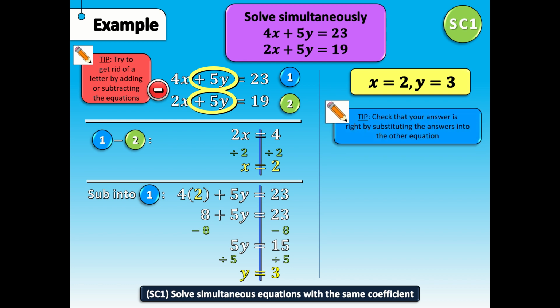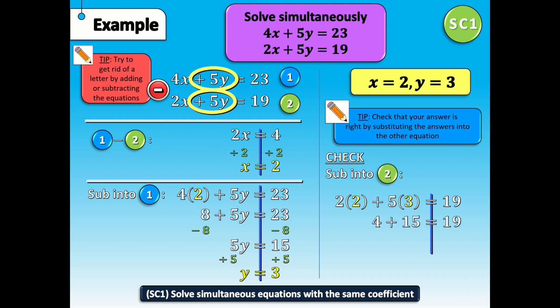Now I can check this by substituting both these numbers into the second equation, because I now know what x is and I now know what y is. So I can substitute both of these into the second equation. So 2x plus 5y equals 19. So that means 2 times 2 plus 5 times 3 should equal 19. So 2 times 2 is 4, 5 times 3 is 15, and 4 plus 15 is 19. So yeah, I've got that one right.